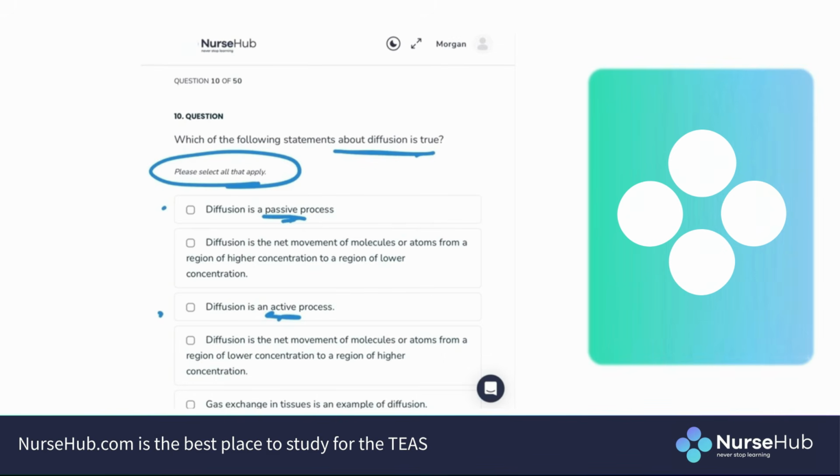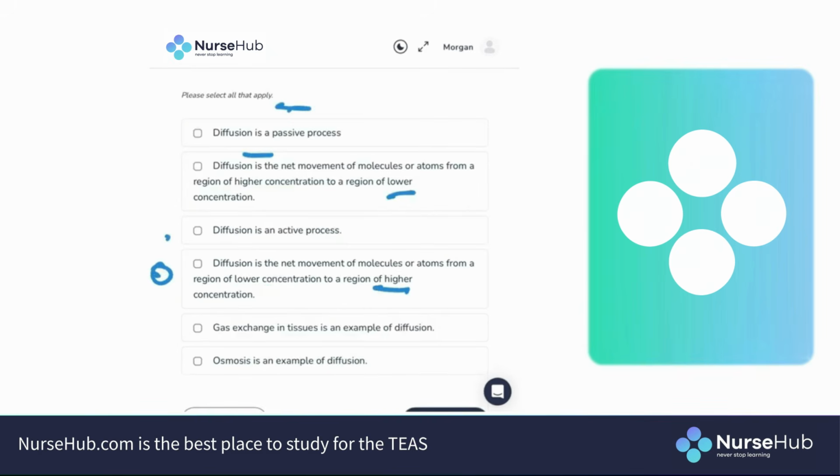The second answer choice says that atoms are moving from an area of high concentration to one of low concentration. The fourth answer choice says it's moving from low to high. So again, these two are opposites. One of them will likely be true and the other one will not. Gas exchange in tissues is an example of diffusion, and the last option is osmosis is an example of diffusion. Okay, so what you will learn in our course is a number of things about diffusion. All of them are aligned to the TEAS exam.